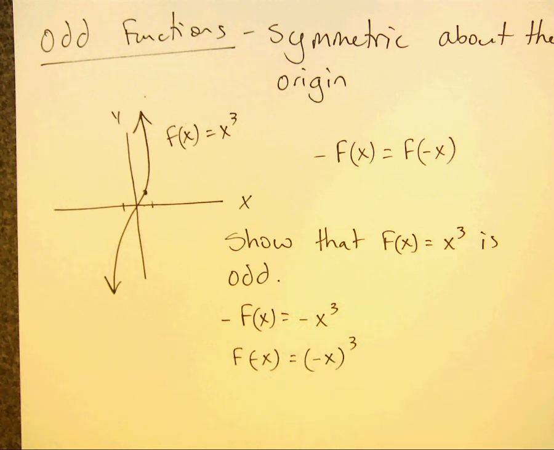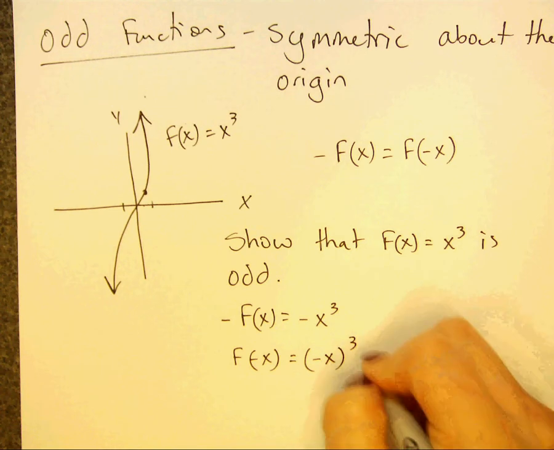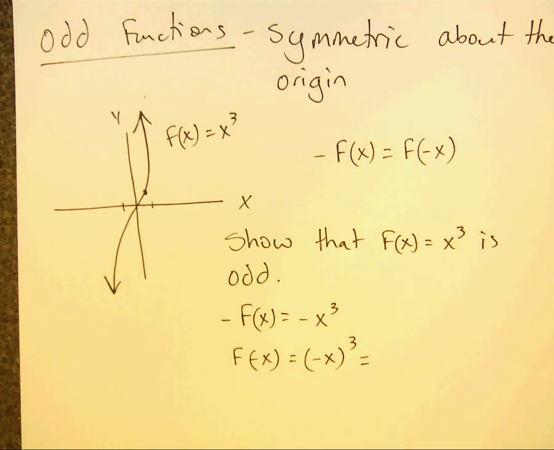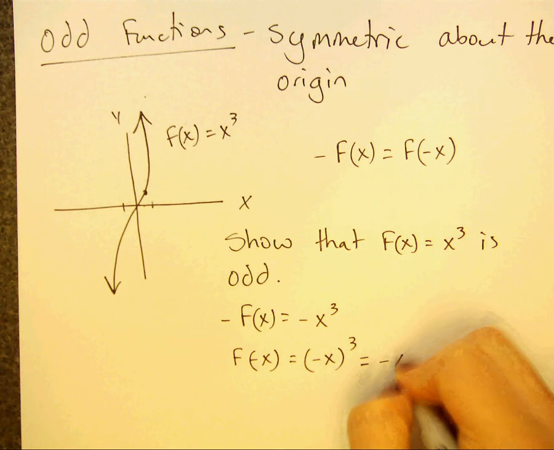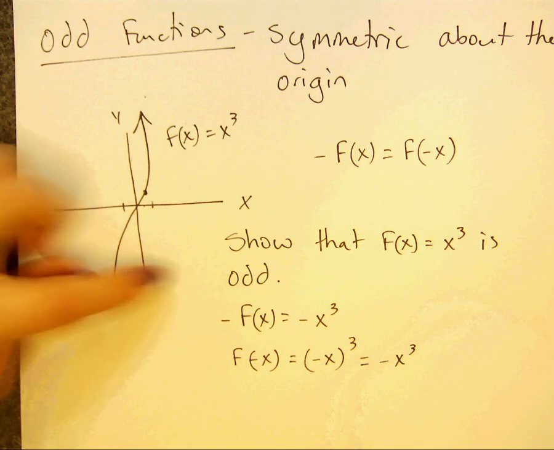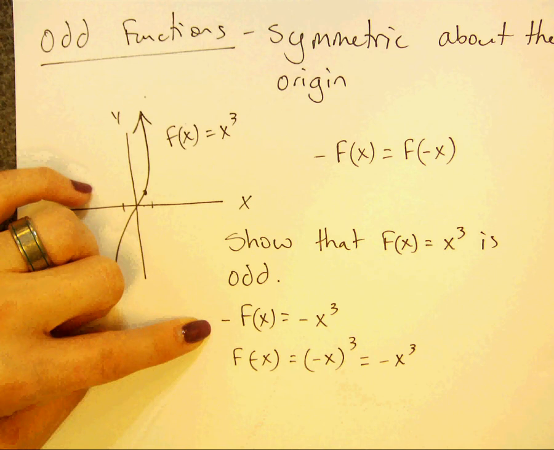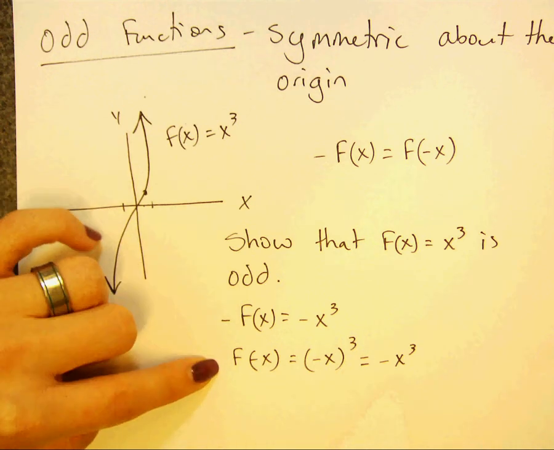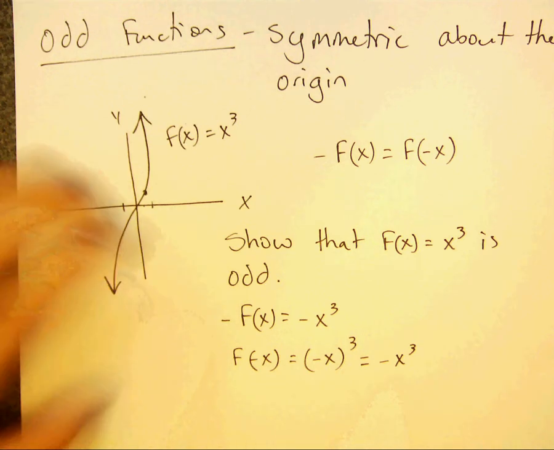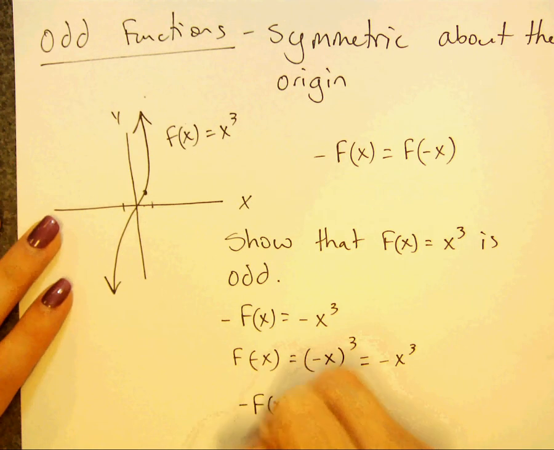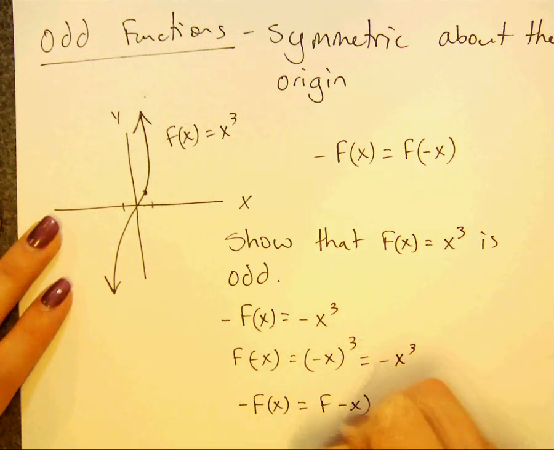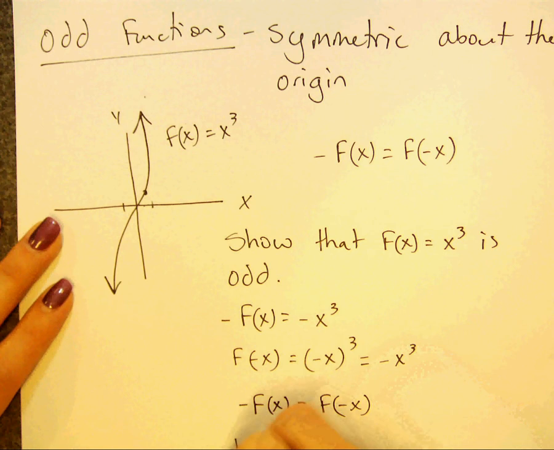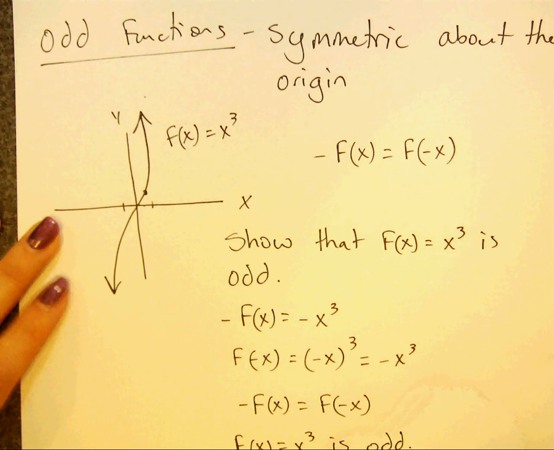What happens when I cube a negative number? It's still negative, right? A negative times a negative times a negative still gives me a negative, so negative x cubed. So negative f of x is negative x cubed, and f of negative x is negative x cubed. So they are, in fact, the same, right? Negative f of x does equal f of negative x. So f of x equals x cubed is odd. It's an odd duck. It's an odd function.